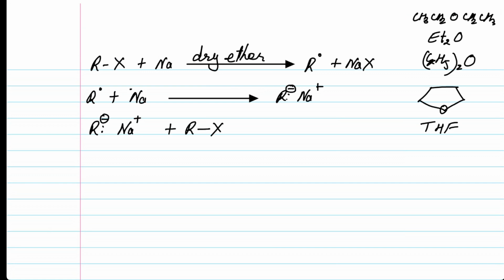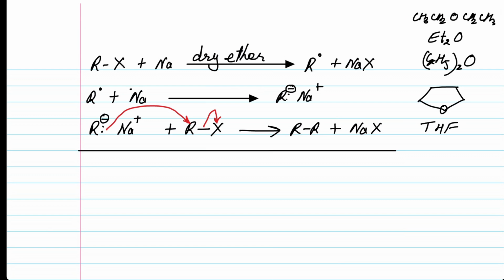Due to the presence of the halogen with the carbon, this bond is polar and carbon has a partial positive charge. This negative charge can attack the positive charge of carbon. The bond cleaves and we get R-R along with NaX. If we add the entire reaction, we get 2RX plus 2Na giving us R-R plus 2NaX. This particular reaction is called the Wurtz reaction.